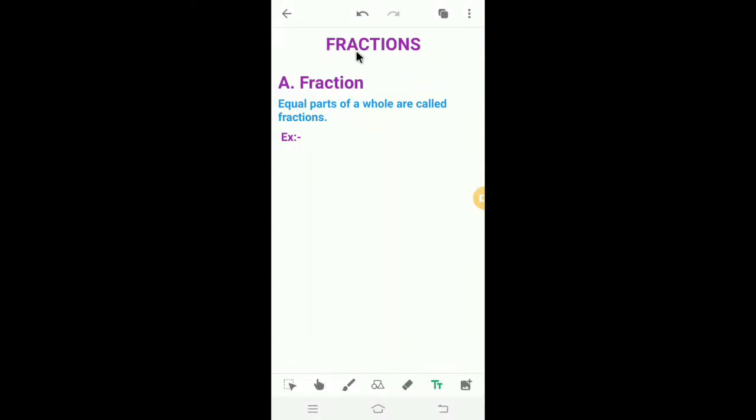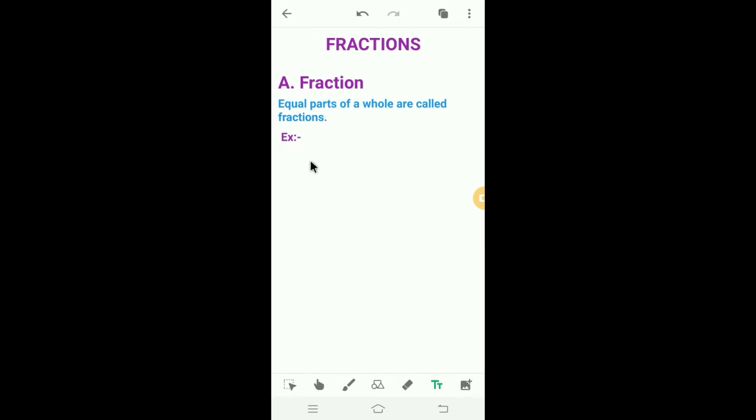Dear students, today we will learn a new chapter. The name of the chapter is fractions. What is a fraction? Equal parts of a whole are called fractions.